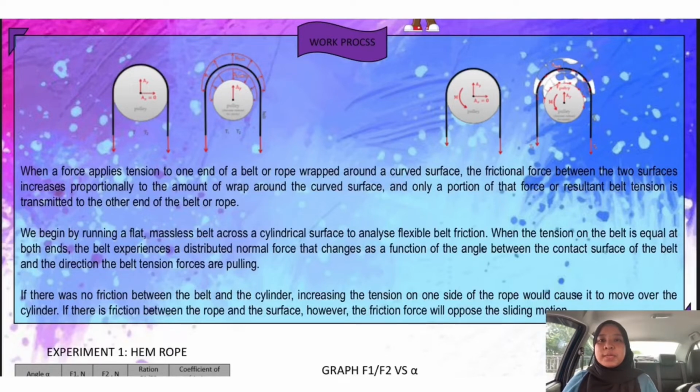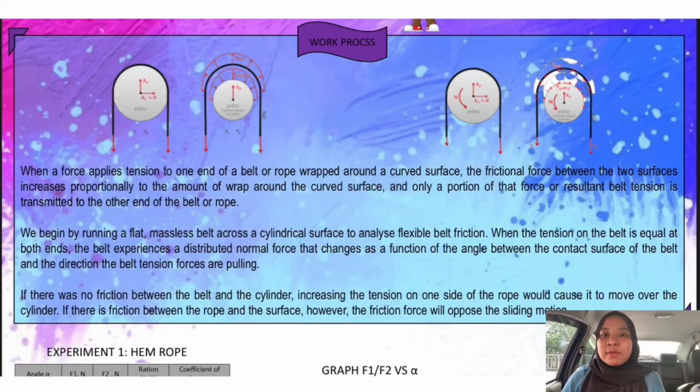I would like to present about the work process. When a force applies tension to one end of a belt or rope wrapped around a curved surface, the frictional force between the two surfaces increases proportionally to the amount of wrap around the curved surface, and only a portion of that force, or resultant belt tension, is transmitted to the other end of the belt or rope.